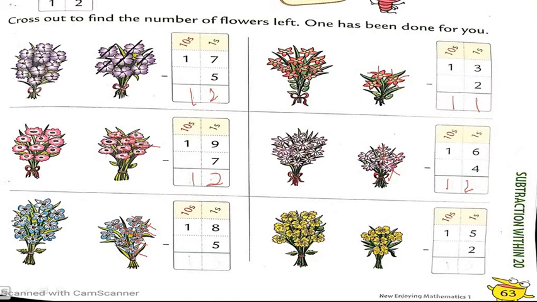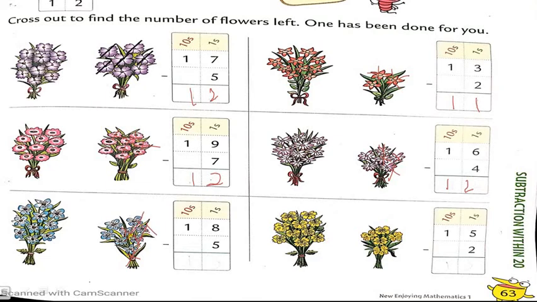I'm sorry, pardon me, we have to cut only 5. Okay, let's start counting again. I'm sorry for the mistake. We have to cut only 5 out of this. 1, 2, 3, 4 and 5.